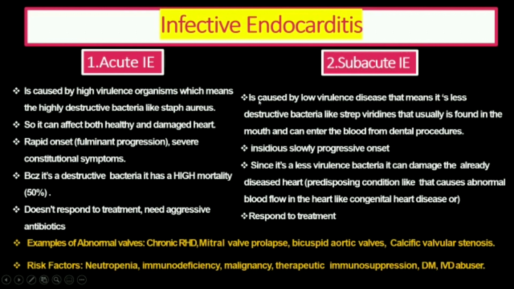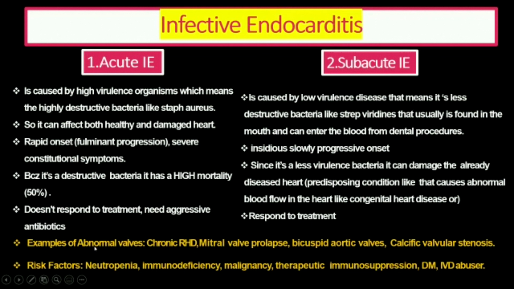For the subacute infective endocarditis, it's caused by a low virulence organism. That means it's less destructive bacteria like Strep viridans, and it has a gradual onset, and because it's less virulent, it will affect only the already damaged valves, and the patient will respond to treatment easily.